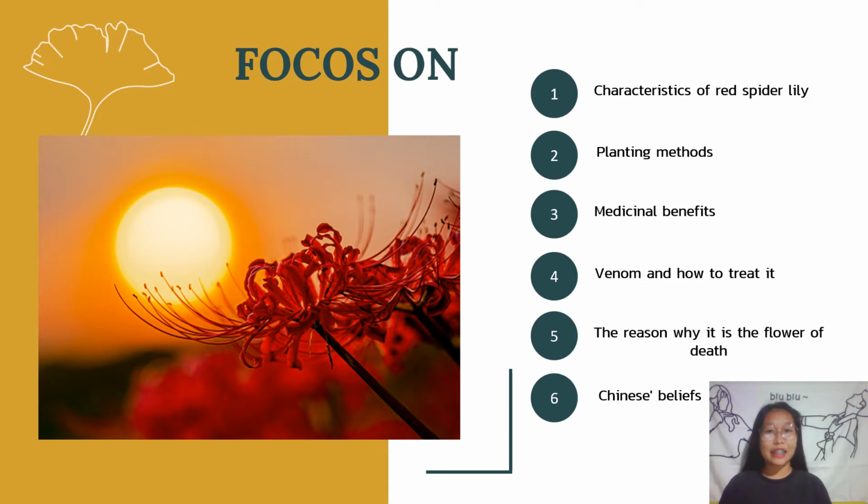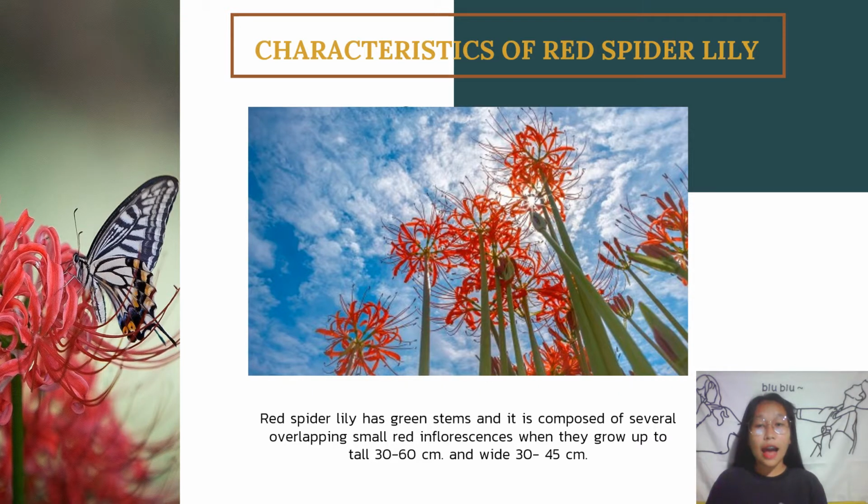In my presentation, I will focus on 6 major issues. First, characteristics of red spider lily. Second, planting methods. Third, medicinal benefits. Fourth, venom and how to treat it. Fifth, the reason why it is the flower of death. And sixth, Chinese beliefs. It should take about 10 minutes to cover these issues. If you have any questions, feel free to interrupt me at any time. I will begin with characteristics of red spider lily.